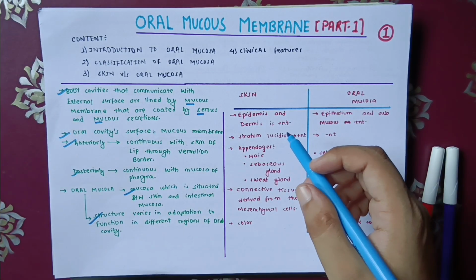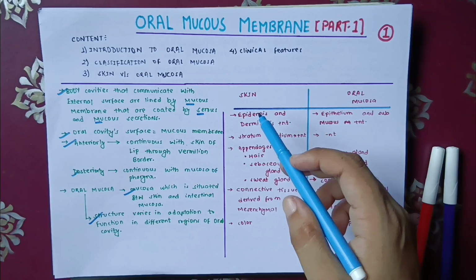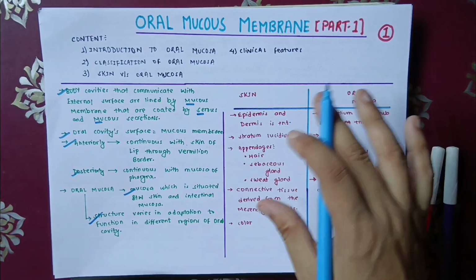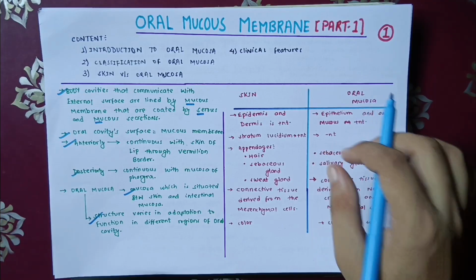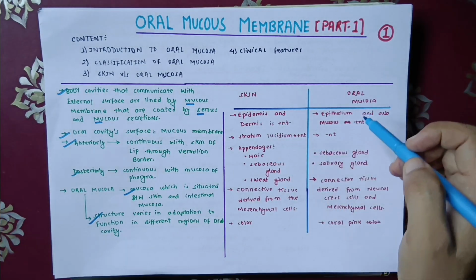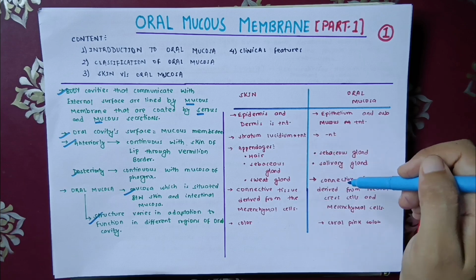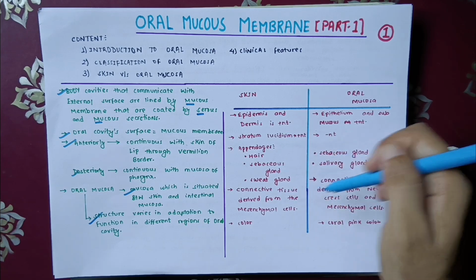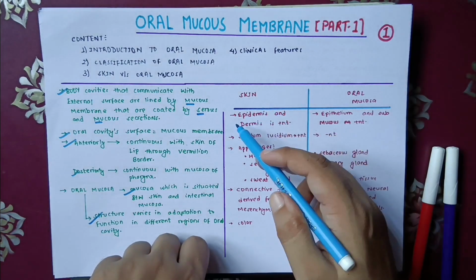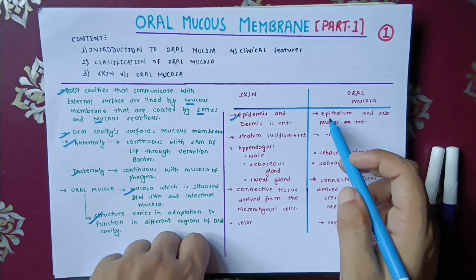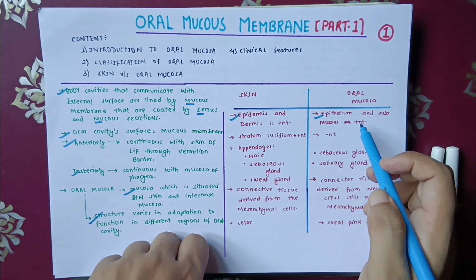So in the viva, the examiner can ask you, tell me some differences between the skin and the oral mucosa. What are the particular, specific differences between the skin and the oral mucosa? Then you can tell all those points. Also this question is famous for the theory exam, so prepare this topic well. In the first point, epidermis and dermis are present in the skin, and in the oral mucosa there is epithelium and the submucosa present.